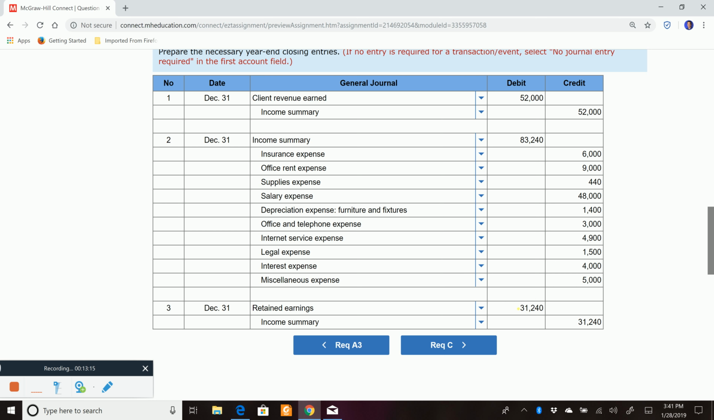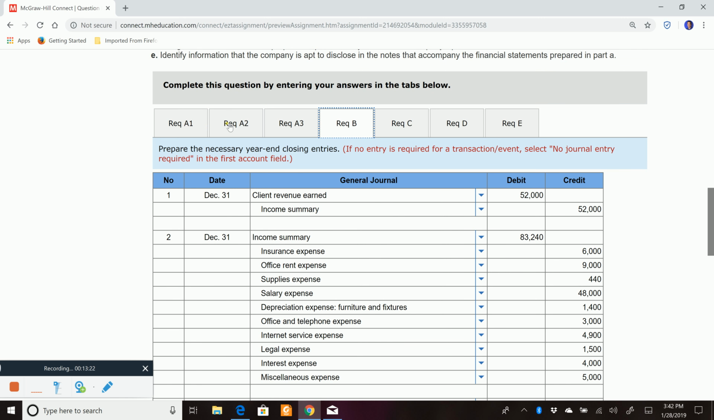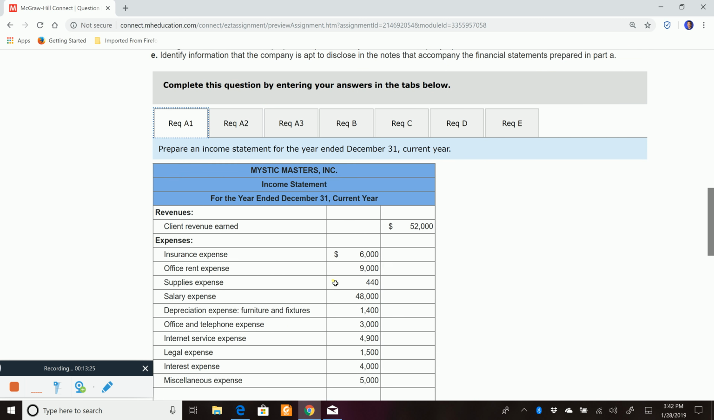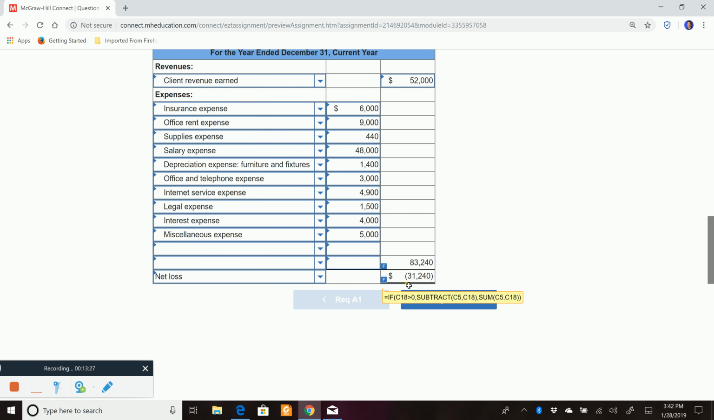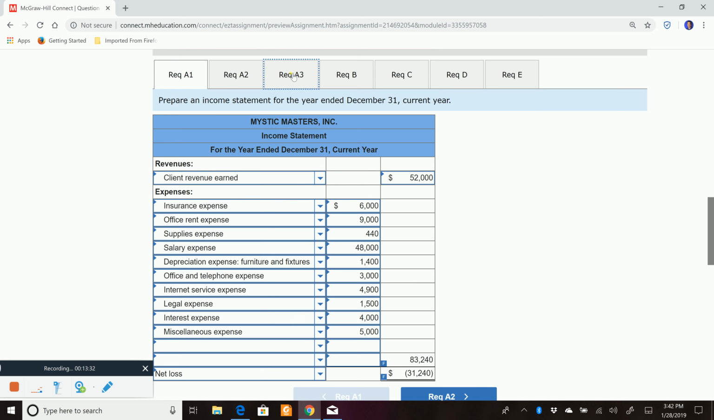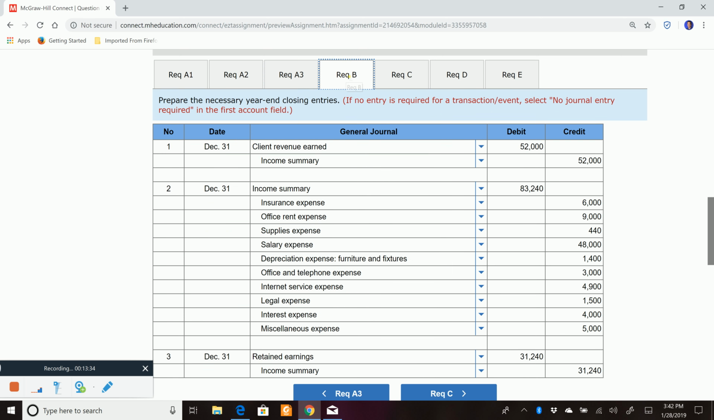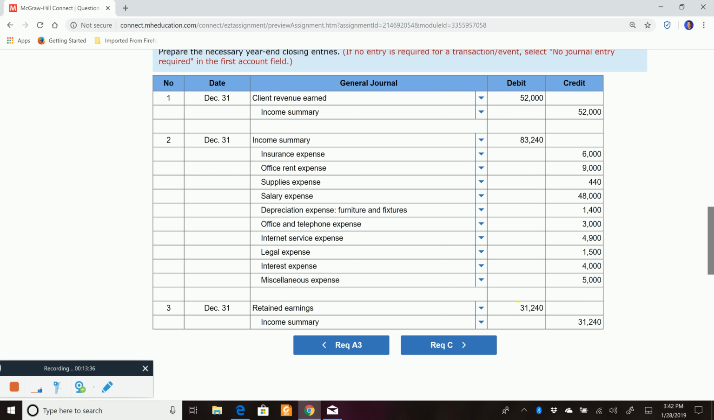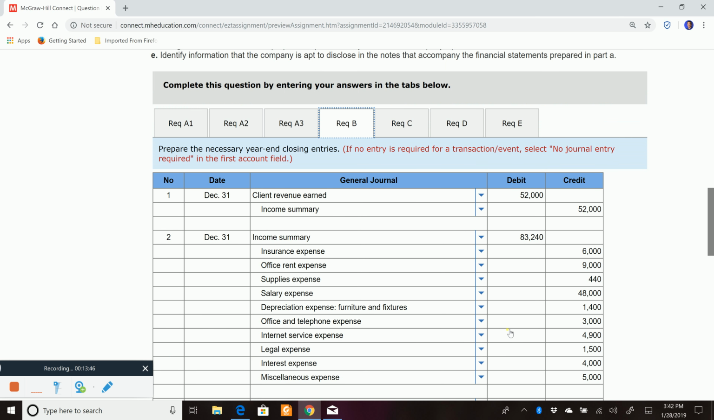Do you guys know what this debit to retained earnings is? This is the net loss. If you go back to the income statement, and I will, there it is. You guys remember? Negative $31,240. That is the net loss. That is the amount that is going to be decreased in retained earnings. If it was a net income, this would have been flipped, and the income summary would have been debited, and the retained earnings would have been credited. So those are the closing entries.